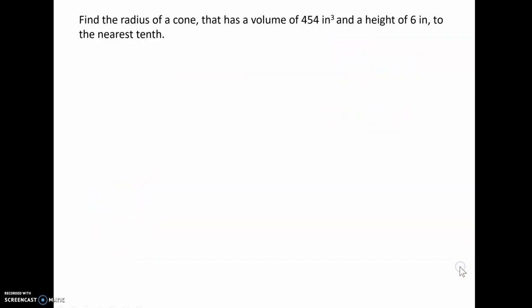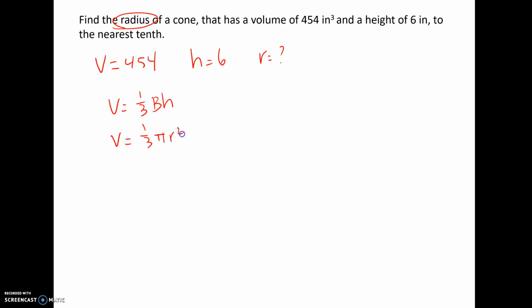All right, and let's try one more where you have to work backwards. They are telling us we want to figure out what the radius is. That's what I'm looking for, the radius of a cone. I know that my volume is going to be equal to 454, and I have a height of 6. I want to figure out what my radius is. That I don't know. So my volume is equal to 1/3 big B times h. Volume is equal to 1/3 pi r squared times h.